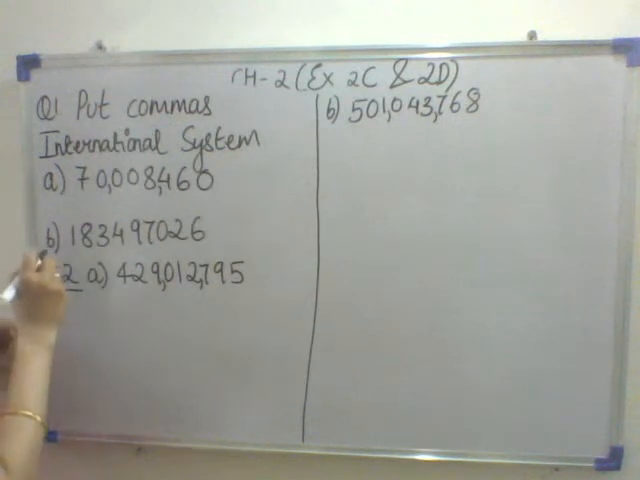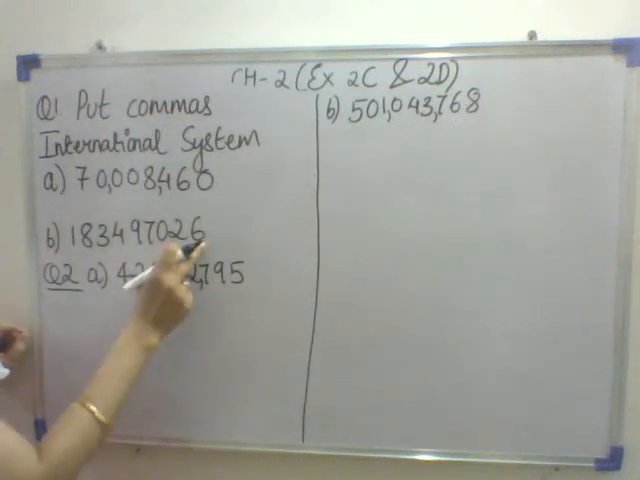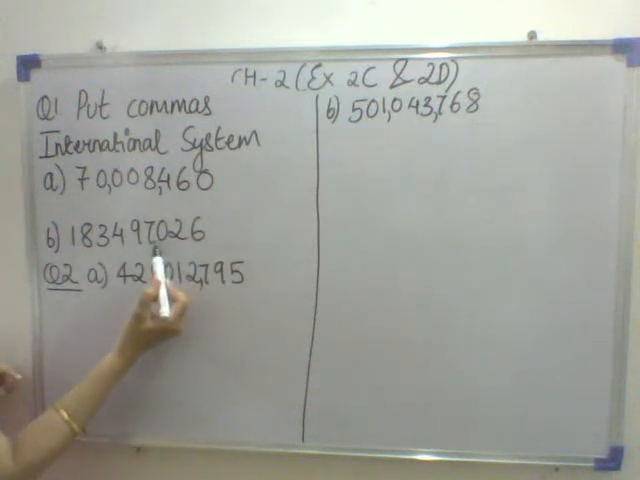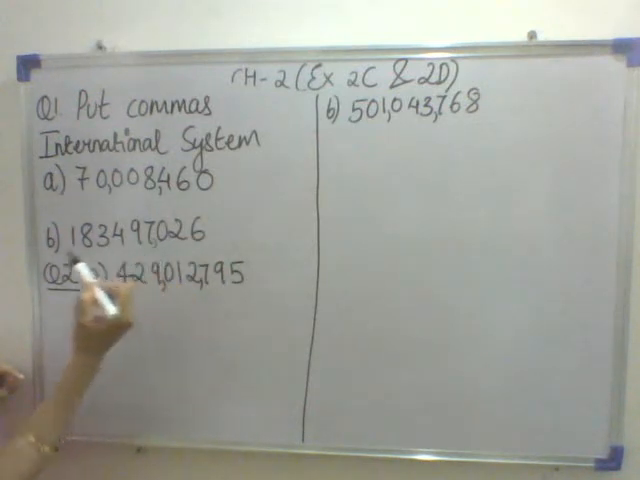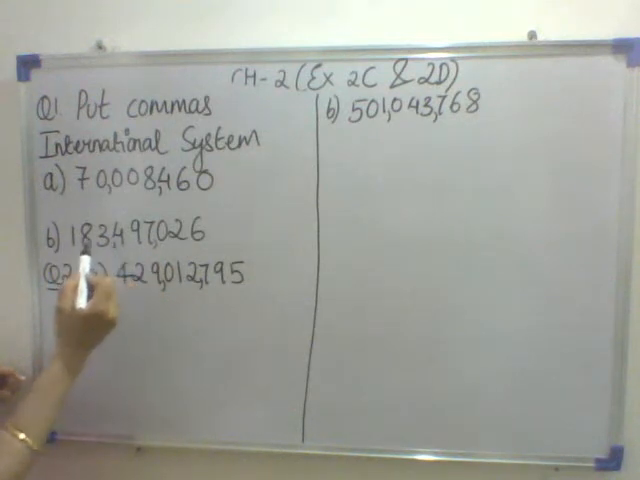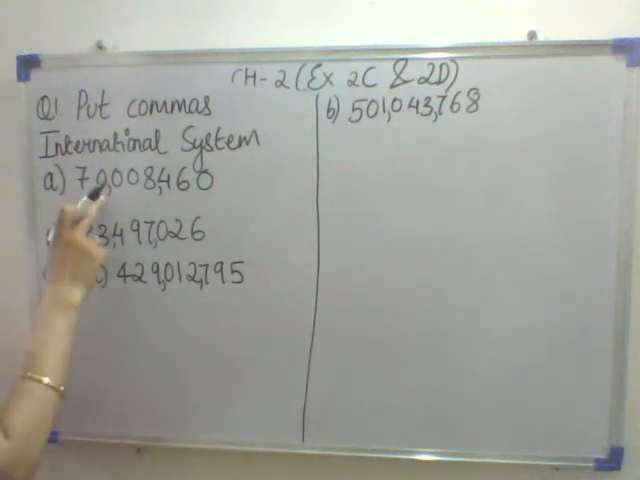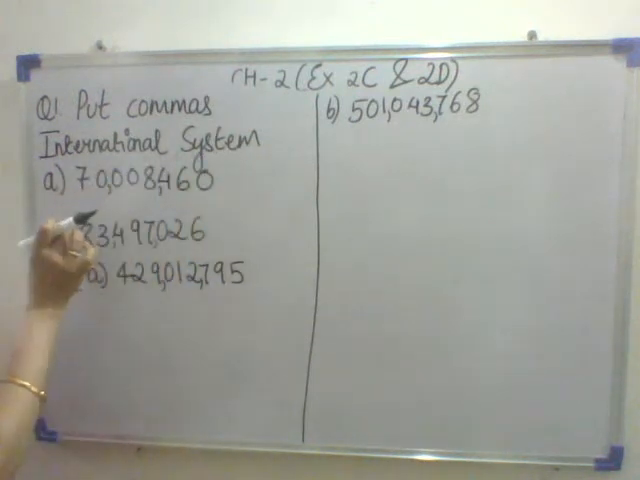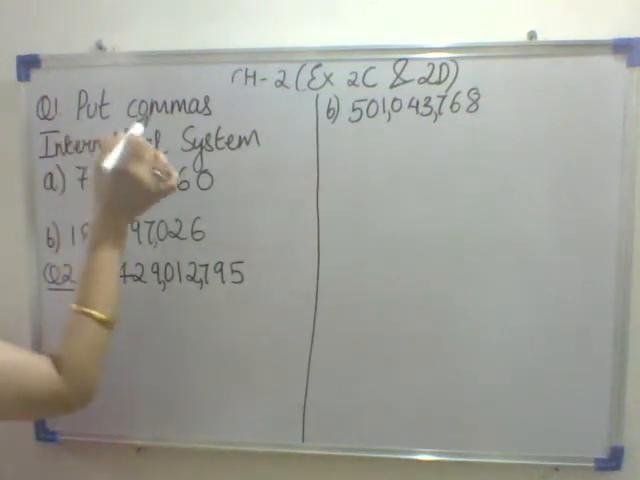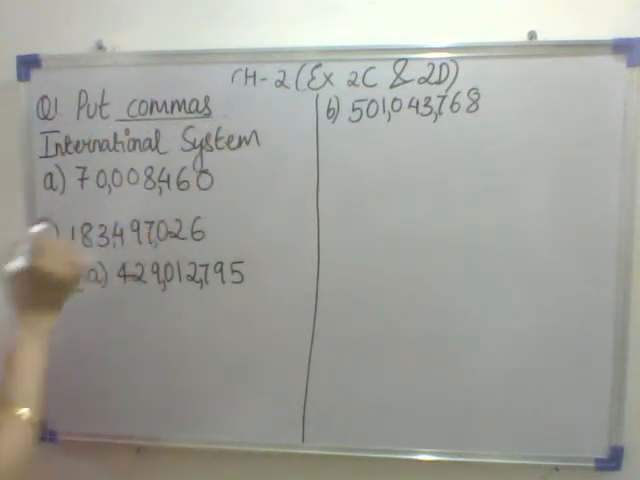Next, come to the next number. What you have to do is the same thing. From the last digit, you have to count 3 digits and put the comma. Again, count 3 digits and put a comma in this way. Instead of a comma in the international system, we also leave a space. But here you are asked to put commas, so we have put the commas.